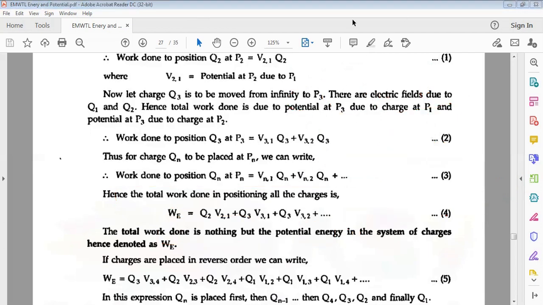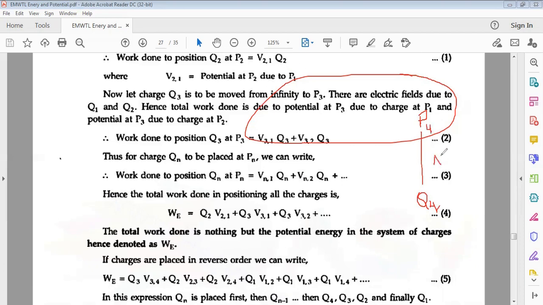Suppose there is an empty space here. First of all, I place Q4 at the position P4 here. Now there is no work done, because there is no field in the space.